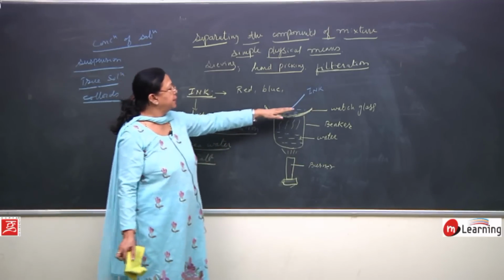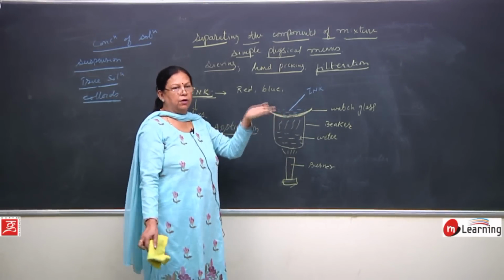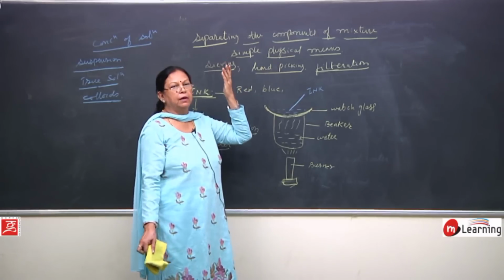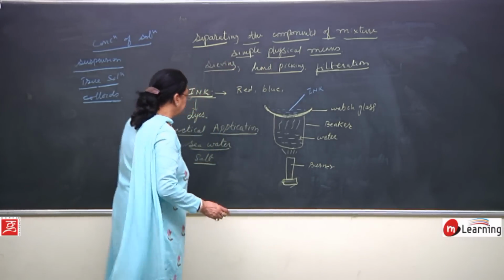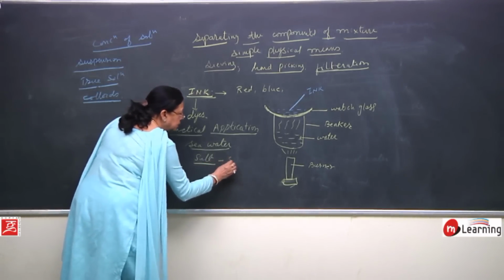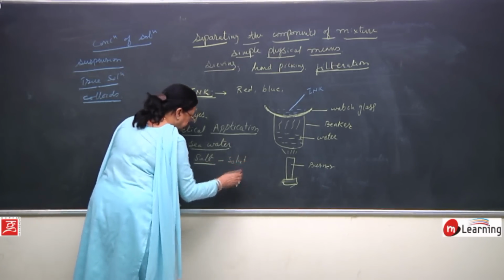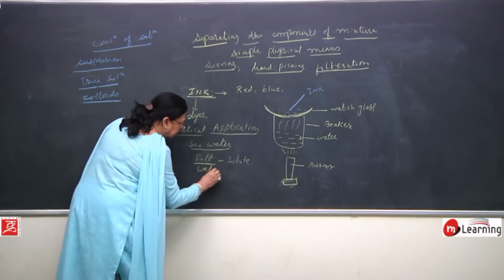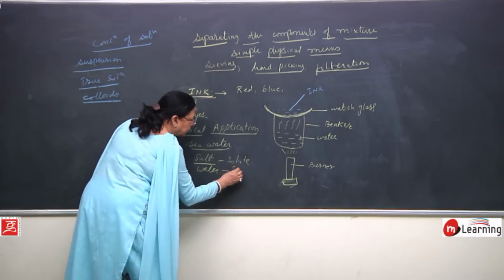So how are we separating? We are heating it. On heating, what happens? Salt will be left here and water will go away, right. So here you will see, what is salt? This is solute, you can say solute. And what is water? It is solvent.